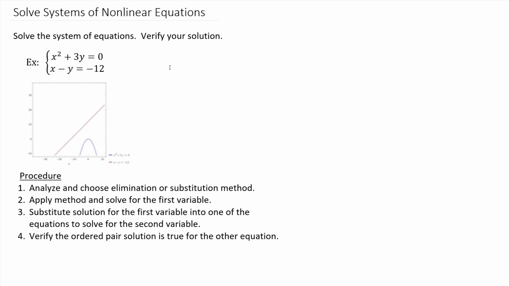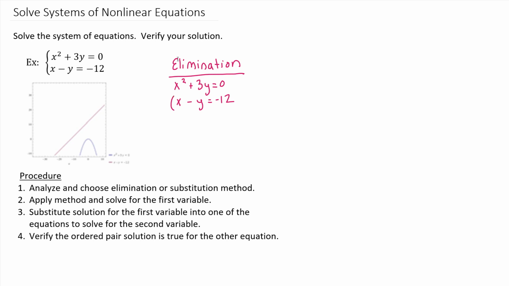So that's going to be my first step. I'm going to end up solving by elimination. Again, substitution would work well for this, but maybe not as quick. If I write down my first equation, I have x squared plus 3y equals 0. My second equation is x minus y equals negative 12. And I want to eliminate the y's.